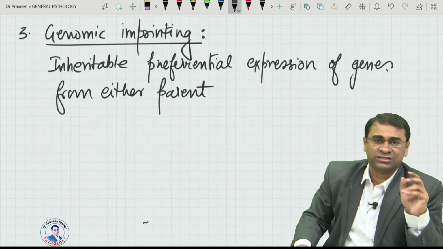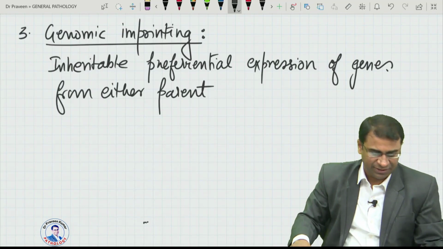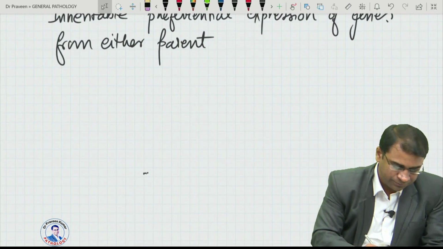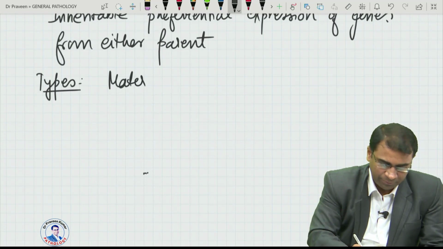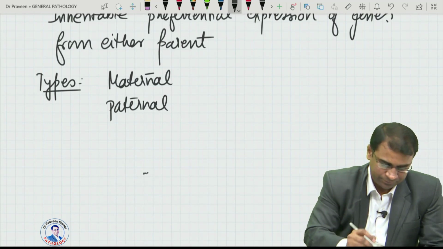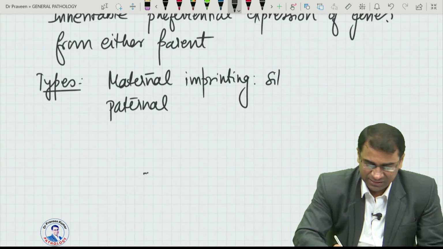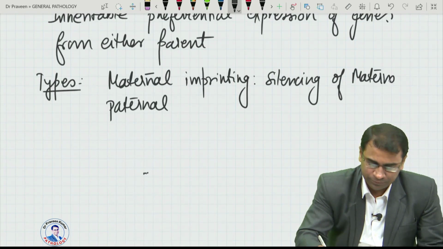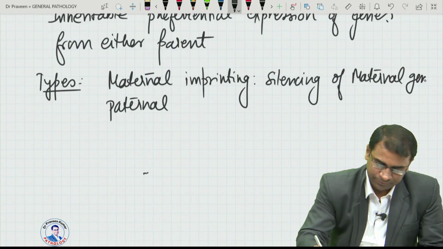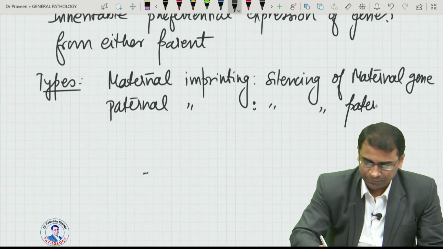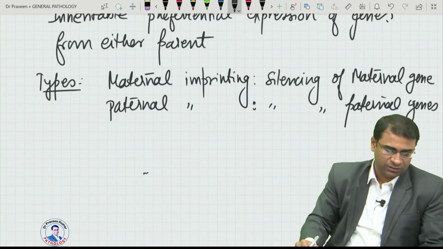Okay, genomic imprinting. So what happens in genomic imprinting is, let's first see the types. It can be maternal imprinting or can be paternal imprinting. So in maternal imprinting, what will happen? In maternal imprinting, there will be silencing of maternal chromosome, maternal chromosome or the maternal genes. In paternal imprinting, there is silencing of paternal genes.